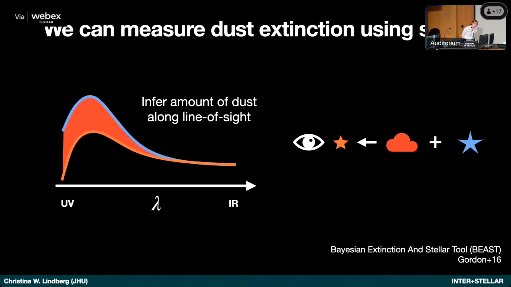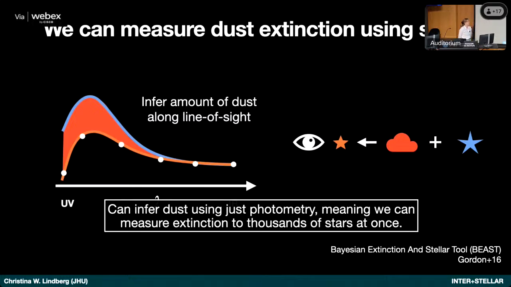What's even cooler, though, is that we don't actually need spectra to do this sort of inference if we just happen to get enough photometric measurements to get a rough shape of the spectral energy distribution. We can do a very similar inference. And if we do that, we're able to do this with photometry rather than spectra. That means we can get extinction measurements for thousands of stars at once rather than just a couple hundred.